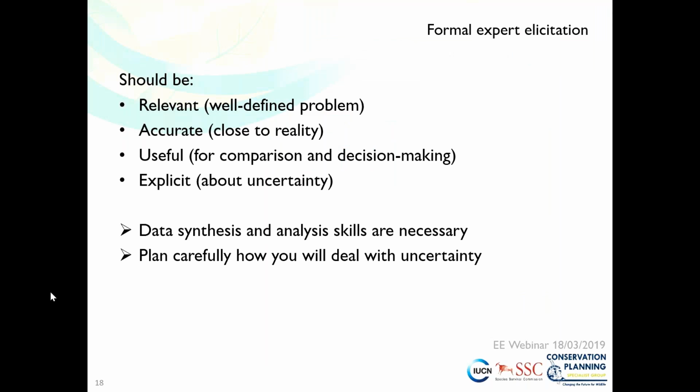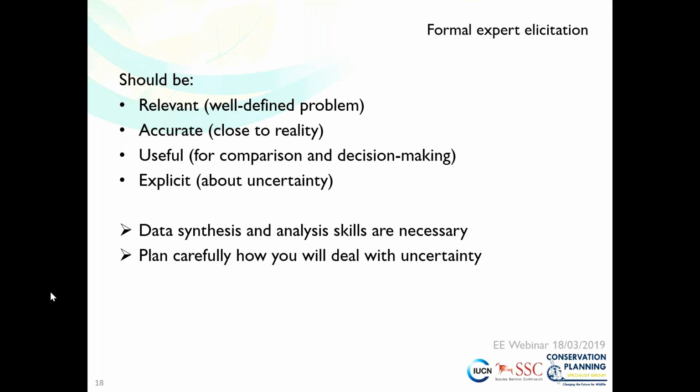Thanks, Jamie. Okay, so we want to do an expert elicitation. What do we want from it? First, we want it to be relevant to our problem. We want to ask experts a clear question, and we don't want them to go off and rant about something else. We want the judgment, the opinion of experts to be accurate, to be close to reality, because that's what we need. We want it to be useful, so we want to be able to make decisions based on expert opinion. We don't just want to know what they think. We want to be able to use that information for our purpose, which is to plan.